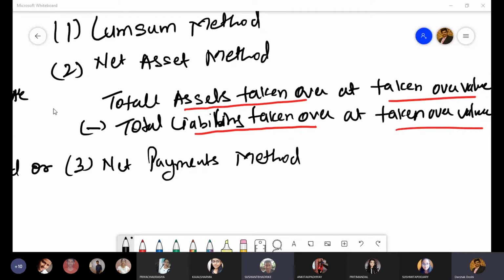Correct. So what is important is to whom it is paid. What is paid is not important. To whom it is paid is important. So if it is paid to equity shareholders, if it is paid to preference shareholders, then it will feature in calculation of purchase consideration. What is paid is not important. Whatever may be paid, you add it up. But to whom it is paid is important. So if it is payable to equity shareholders or if it is payable to preference shareholders, then those things will come in the list of purchase consideration as per net payments method.